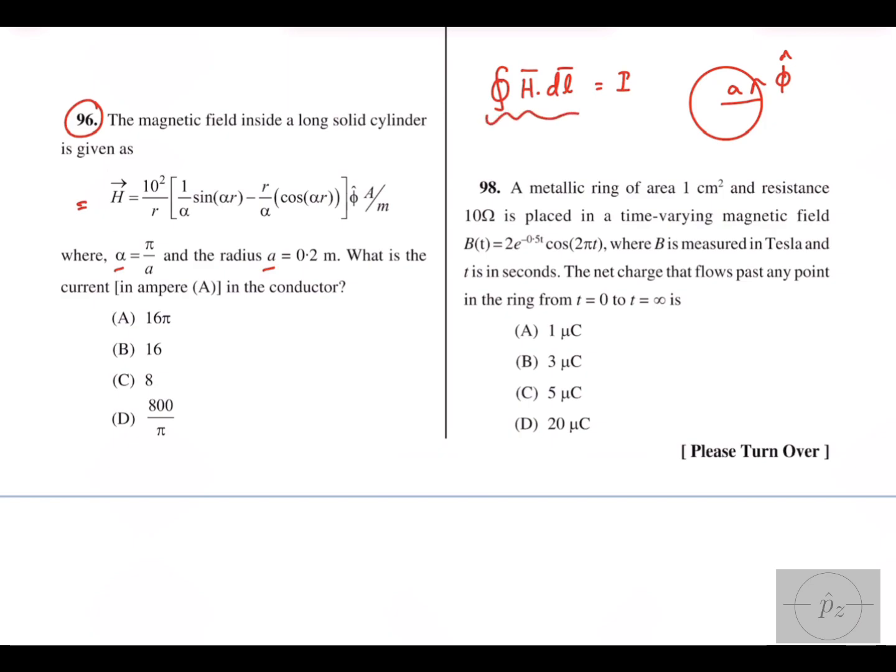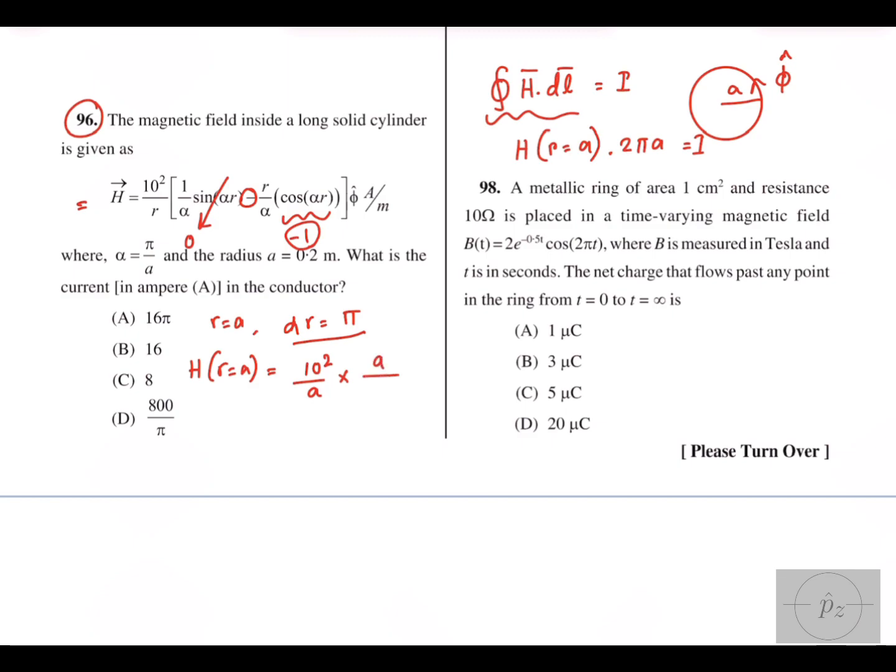So this integral essentially evaluates to H at r equal to a times 2 pi a, and that would be our current. When r equal to a, alpha r is equal to pi. So we calculate H at r equal to a, and since alpha r is equal to pi, the first term goes to 0 and cos of alpha r gives -1. This minus 1 multiplies to 1, so we have H is equal to 10 to the power 2 divided by a times a divided by alpha, which is given by pi over a.